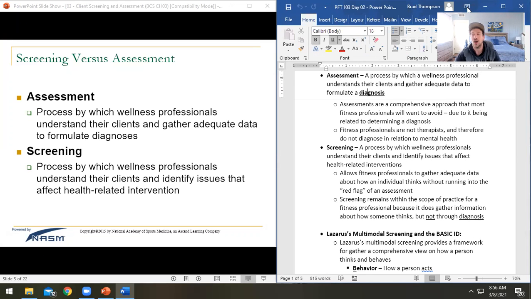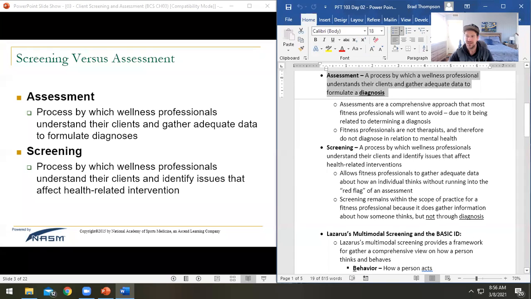Now, everybody on the call right now, what is your immediate impression about assessments here? What do you guys think about that already? Assessments. Let's look at the idea of a screening here. With an assessment, we gather adequate data so that we can formulate a diagnosis.